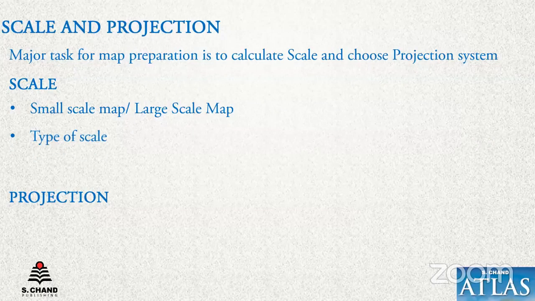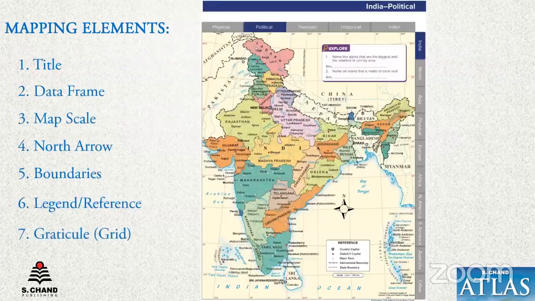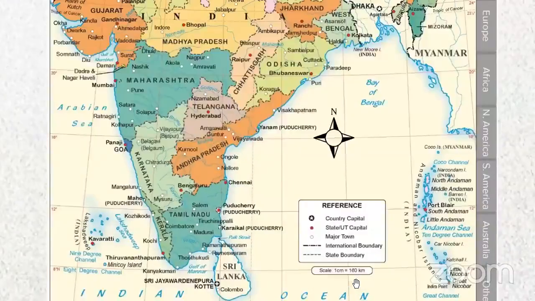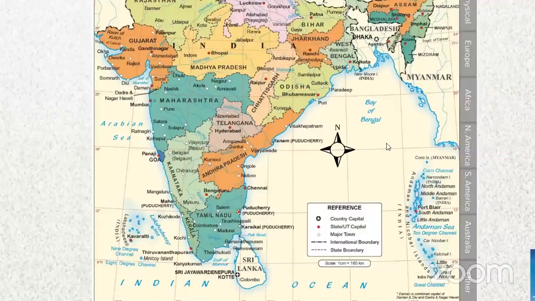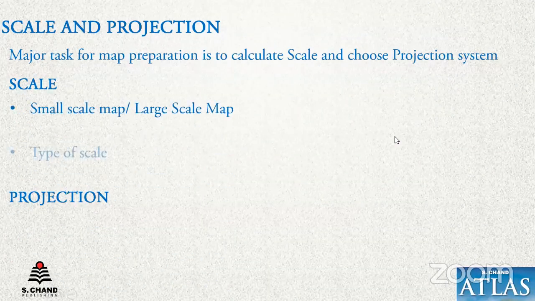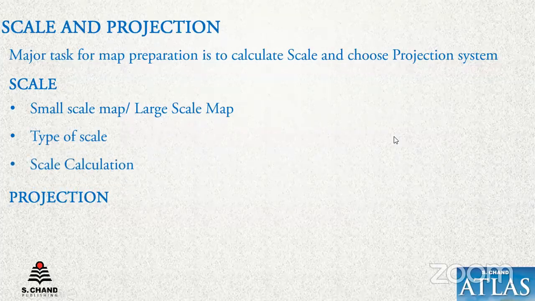So what type of scale? This is also a type of scale, small scale and large scale, but this is very broad. If I'm talking about types of scales, it means which type of scale you are plotting on the map. In previous slides, if we go back, you see I have written 1 centimeter is equal to 160 centimeter. This is one type of scale representation. And the third is scale calculation, how we calculate the scale.